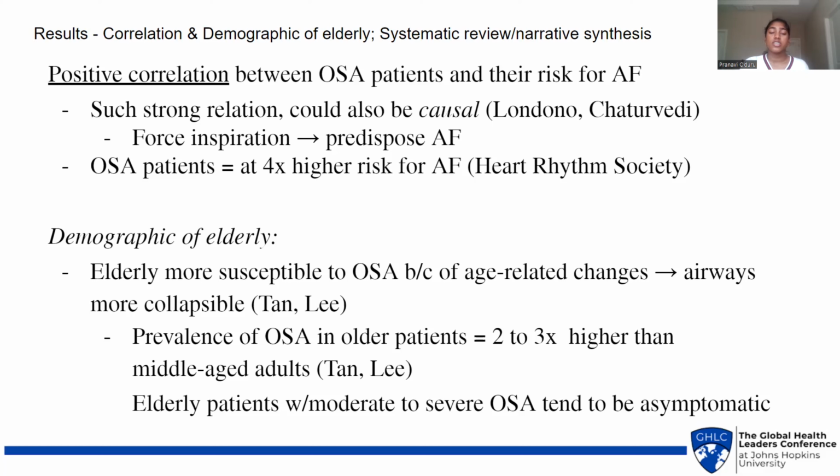Now, focusing specifically on the demographic of the elderly, they are more susceptible to OSA because of age-related changes. Their airways are more collapsible, and their body is weaker than it was during their middle age. For this reason, prevalence of OSA in older patients is 2 to 3 times higher than in middle-aged adults. Unfortunately, elderly patients with moderate to severe OSA tend to be asymptomatic. So it's hard for physicians to determine if one has OSA earlier on, and it's hard to take steps to prevent the OSA from developing into atrial fibrillation. That's something that still needs to be researched further.